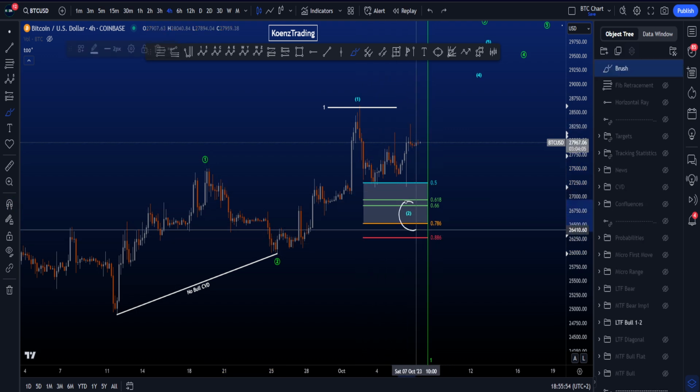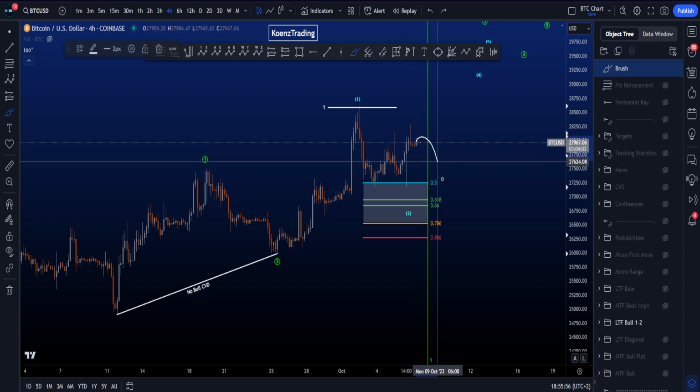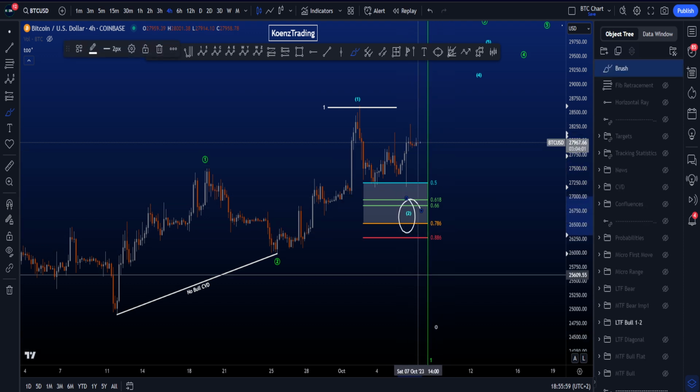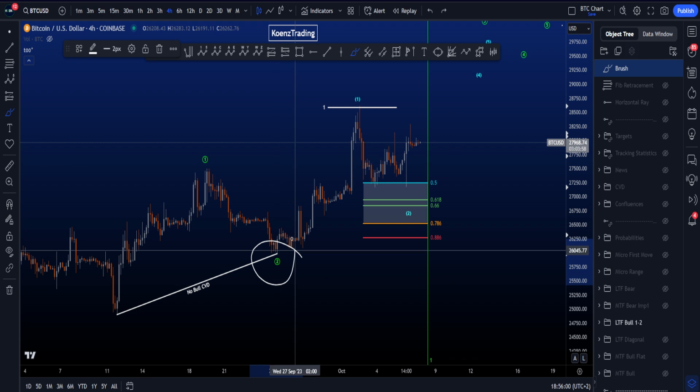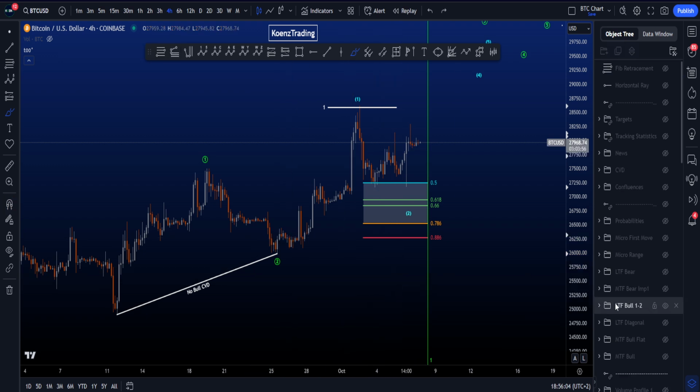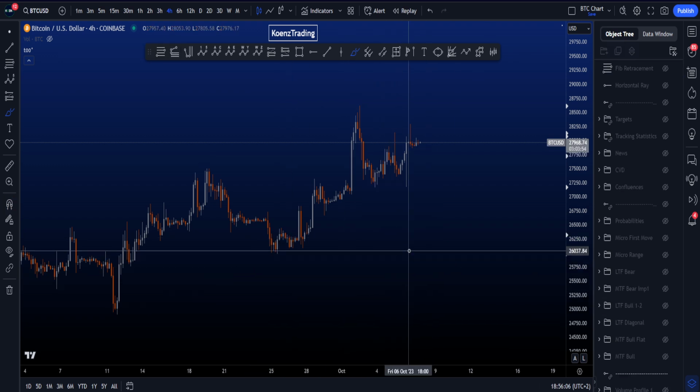So if the low of this wave 2 is not yet in and we still have a move to the downside to come, this over here is going to be a longer wave 2 than the higher degree wave 2, which makes this scenario not high probabilities, like low probabilities.